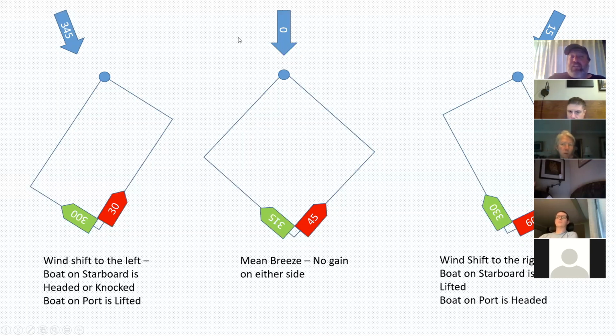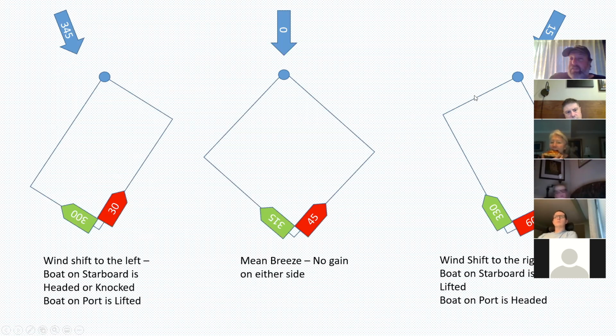If we take a shift to the left, to the left side of the page, now our breeze is blowing 345, so we got a 15-degree shift to the left. The boat on port, the red boat, now has a heading of 30, and they're pointing up towards the mark at a greater angle to upwind. The green boat on starboard's compass heading went from 315 to 300. That would be a knock for them, a 15-degree knock.